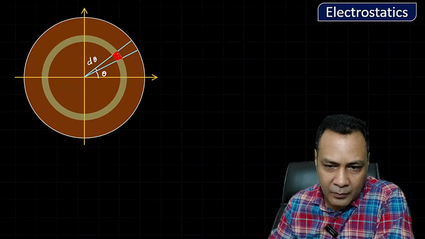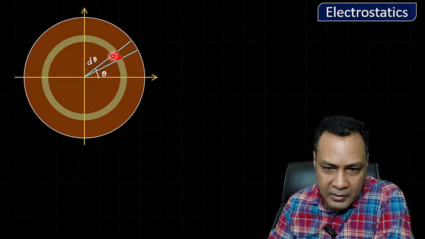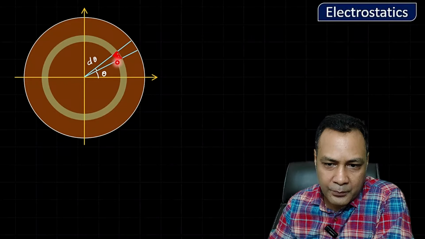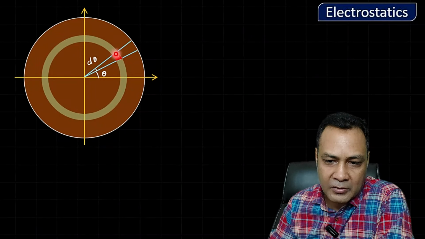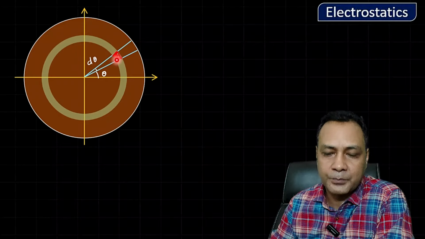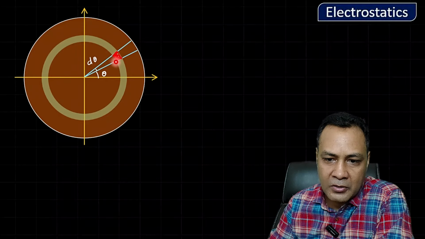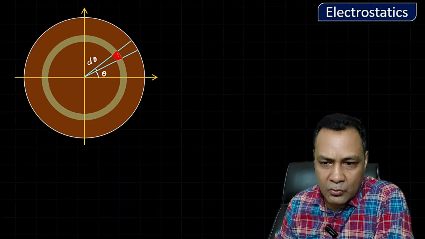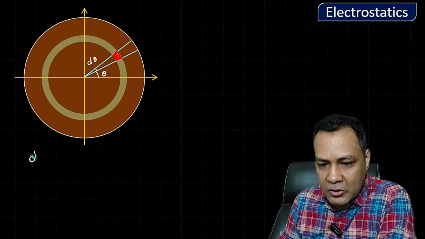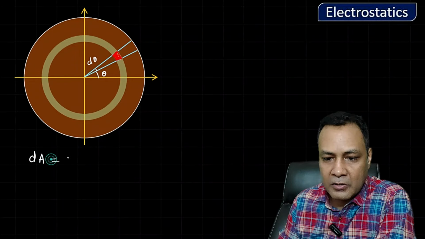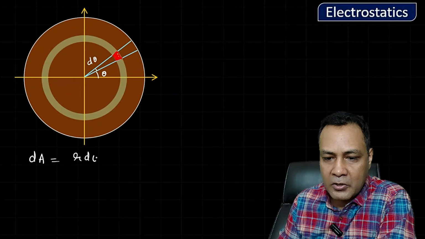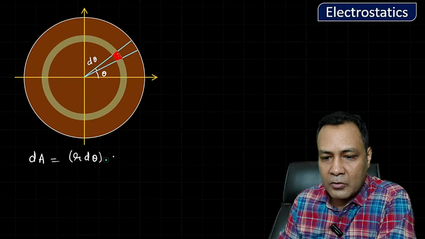So see, this length is r d theta and this length is dr. So see carefully, this radius is r and this is d theta. So this is r d theta and this is dr. So the shown element has an area dA equal to r d theta into dr.